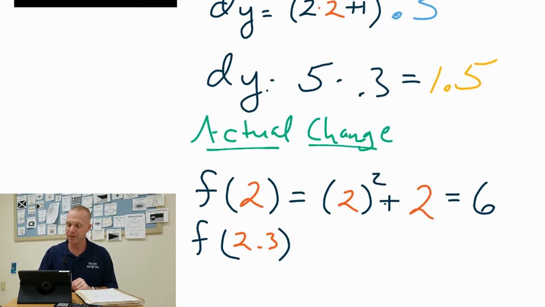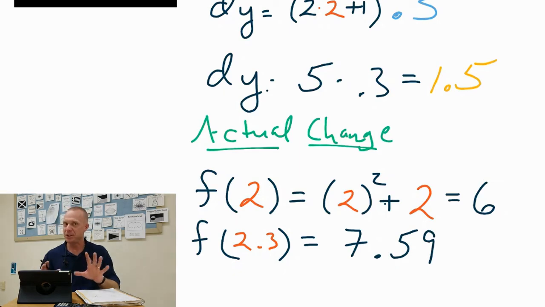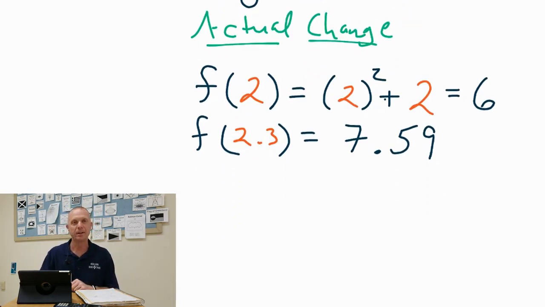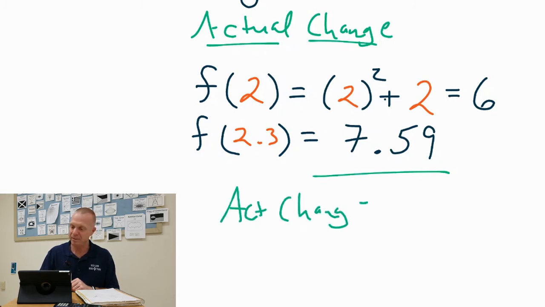All right, so you plug in 2.3, square it, add it, and we end up with 7.59. Okay, now we haven't found the change until we subtract these numbers. When you subtract these numbers, pretty simple subtraction, and again, we'll call that the actual change to be 1.59.